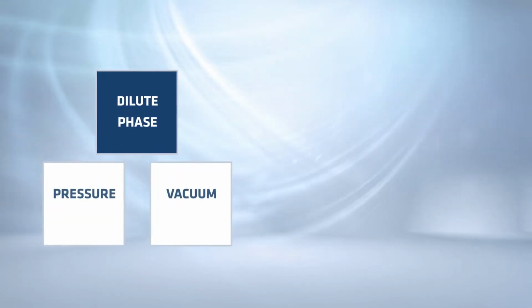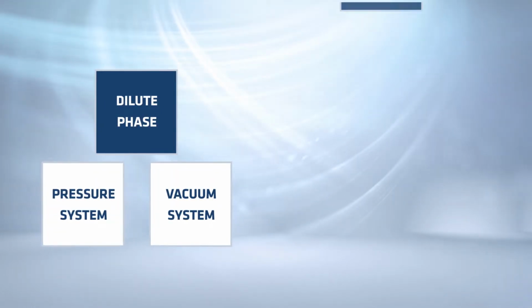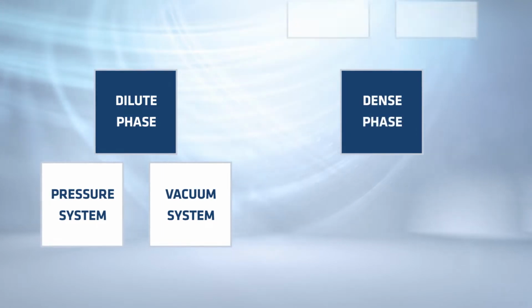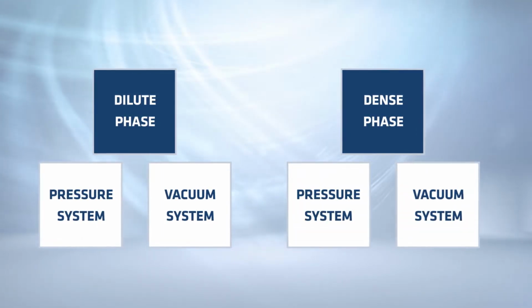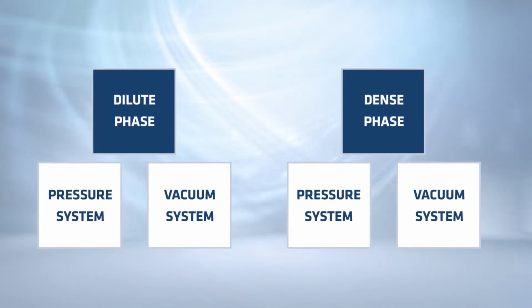Now that we have more information about the differences between dilute and dense phase, let's discuss which method can be applied for pressure and vacuum pneumatic conveying systems. Let's watch an animation explaining both pressure and vacuum systems.